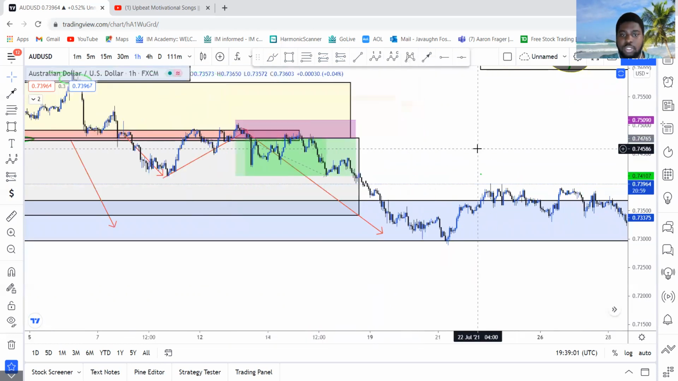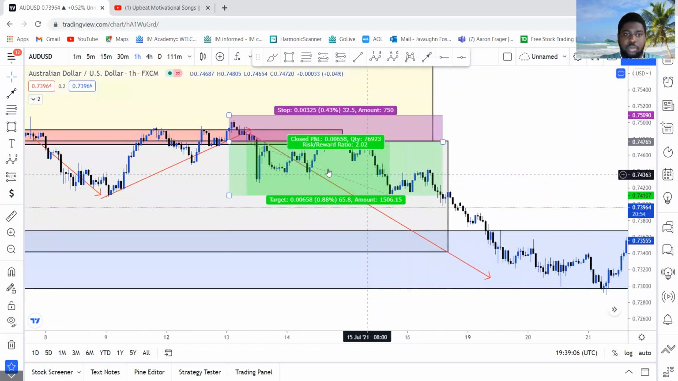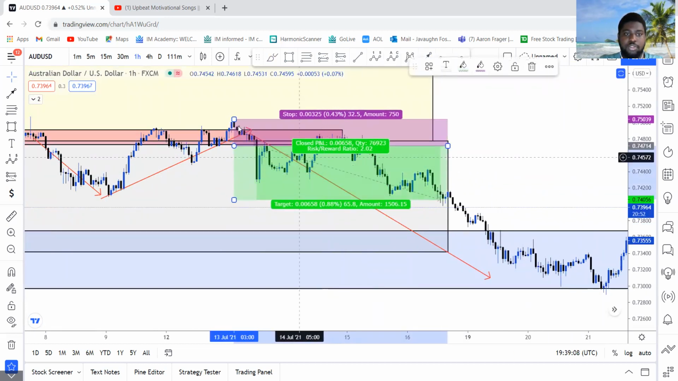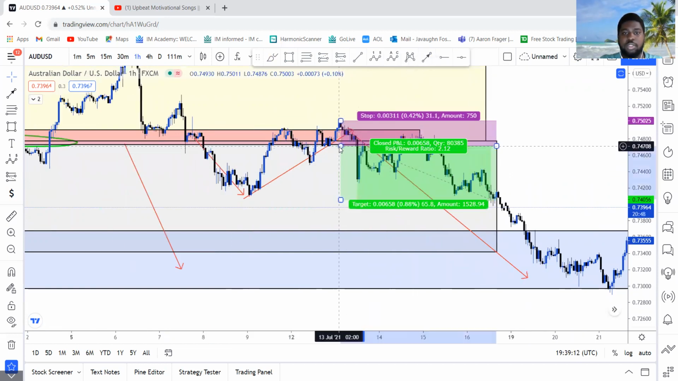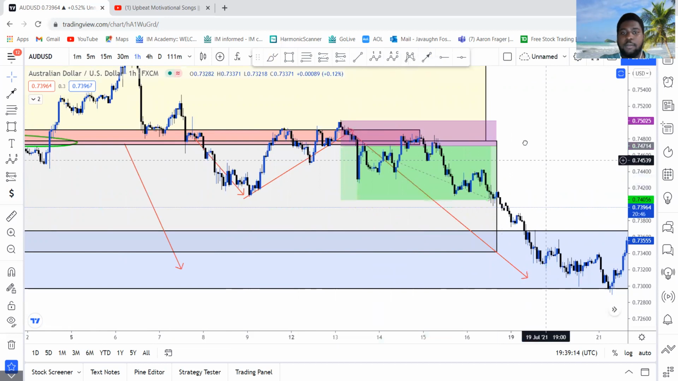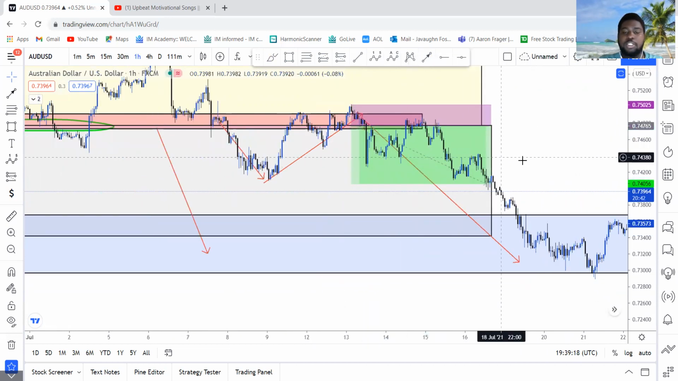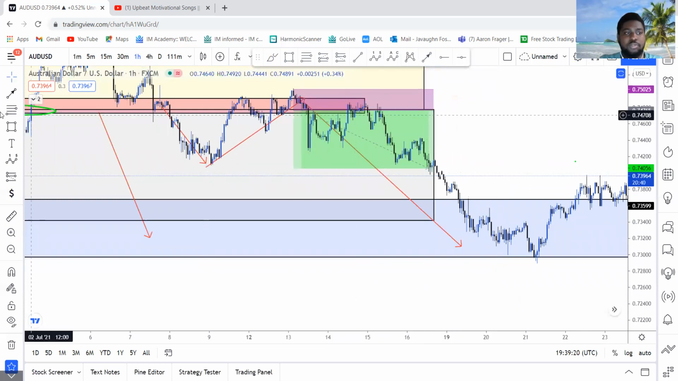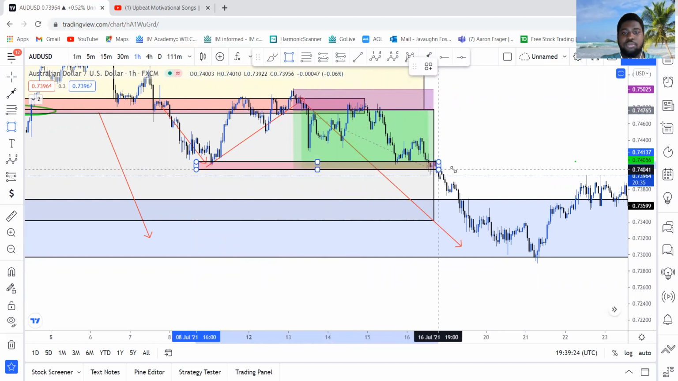Let's look at it. What's a nice entry area? Yeah, this would have been a nice entry right here. I would have gotten off that candle right there. Anyways, really it's just that break up here I would have got it. So you could have taken price, again guys, right at the structure.